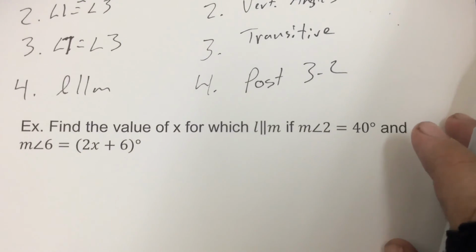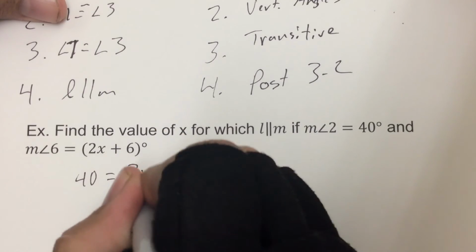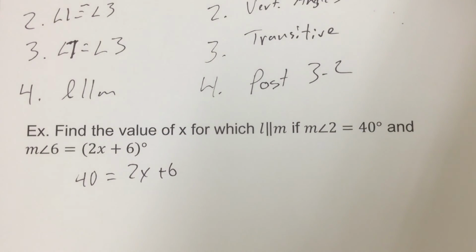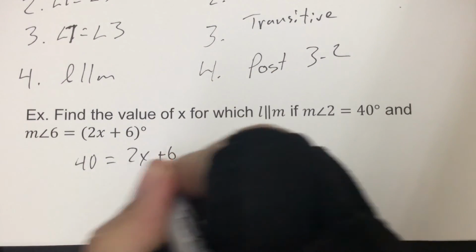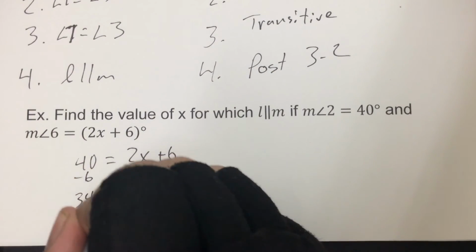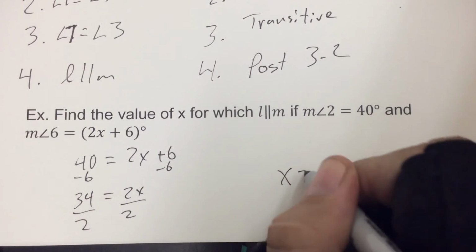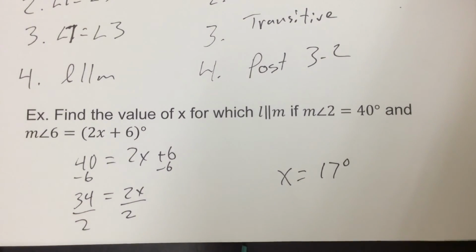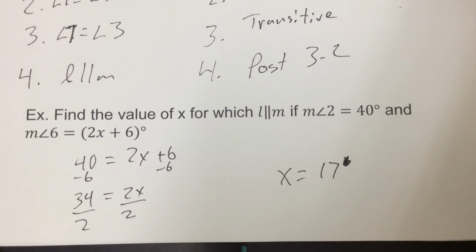So we're going to set these equal to each other. So 40 equals 2x plus 6. Now we just have an algebra equation that we can solve. So subtract the 6 over. So 34 equals 2x. And divide by 2. X is going to equal 17. Actually, we probably don't need the degrees because we're just solving for x. We're not finding the angle.